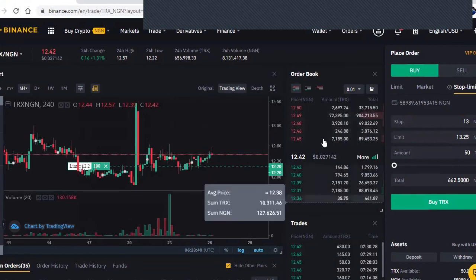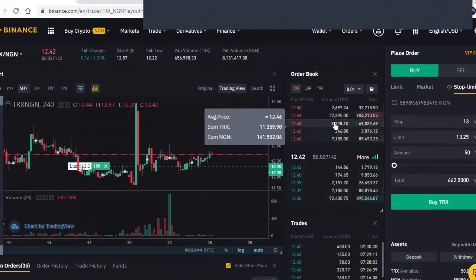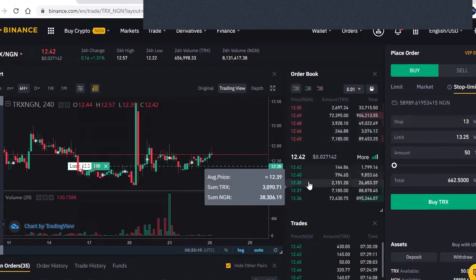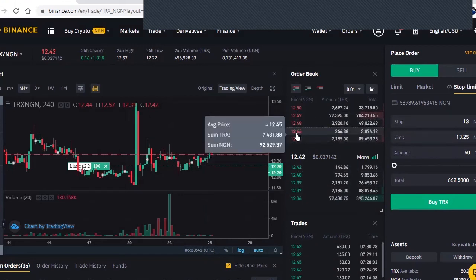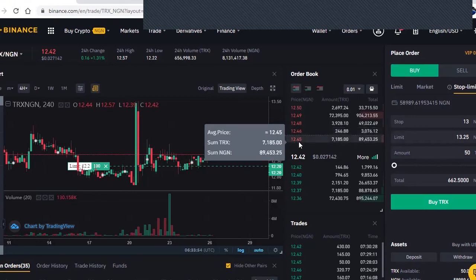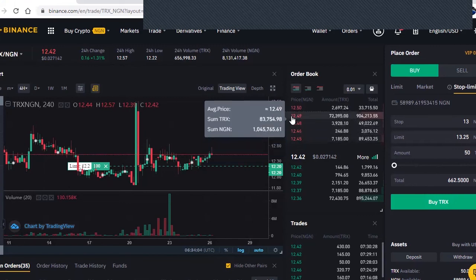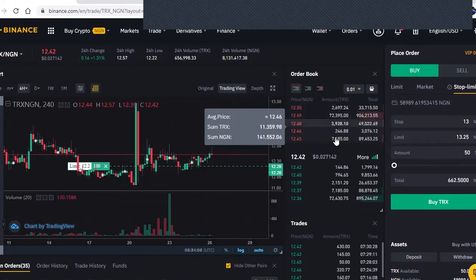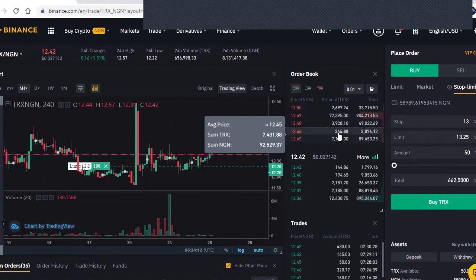Okay, so let's look at this order book. Here is the quantity, this is the amount of price that people are willing to sell for this quantity. Different people are taking different positions in terms of selling, so 12 naira 45 kobo, 12 naira 46 kobo, 12 naira 48 kobo, 12 naira 49 kobo, 12 naira 50 kobo. So it means a lot of people here are willing to sell at this price. It doesn't mean that it's only one person placing this trade.